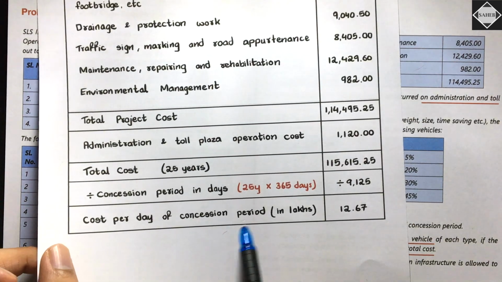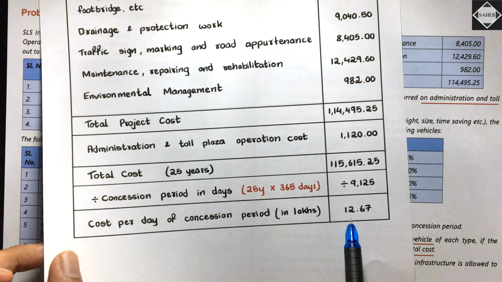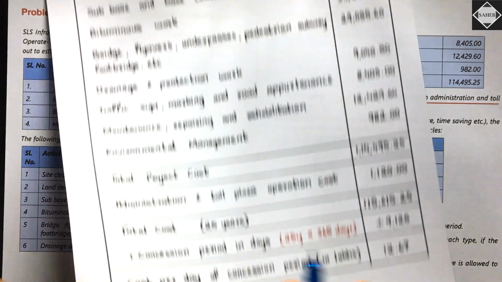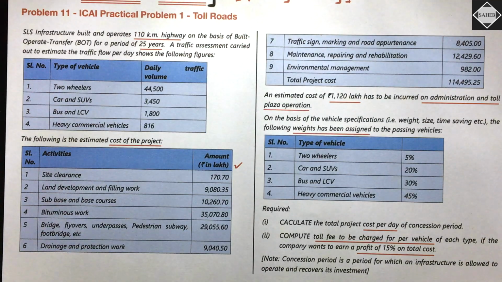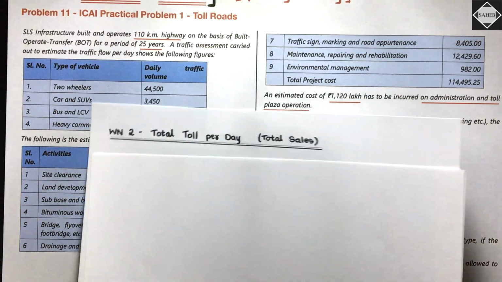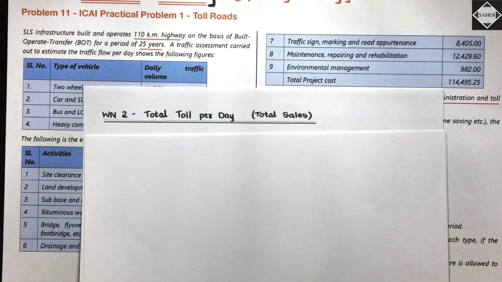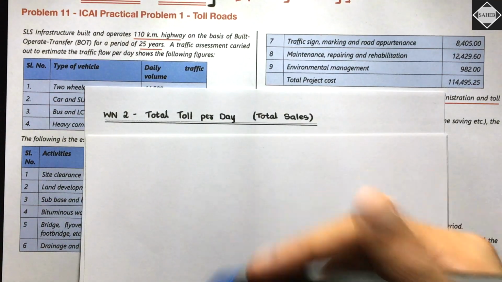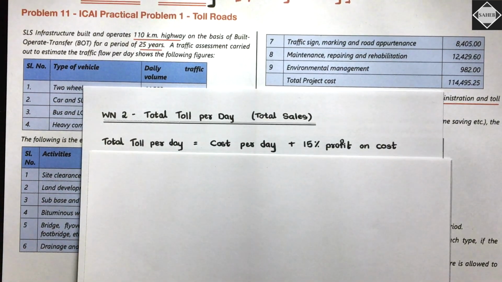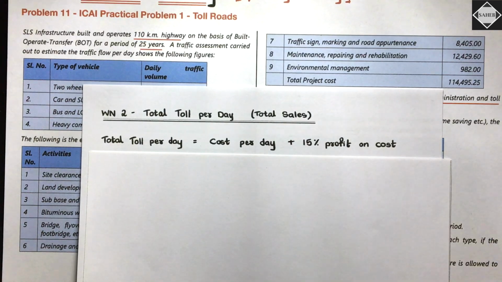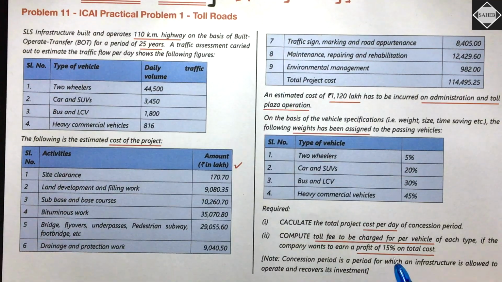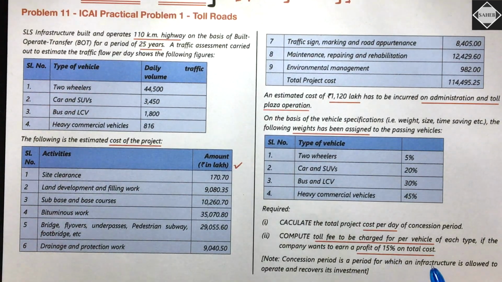See here, cost per day of concession period. How much is it? 12.67, 12,67,000. Yes, so that's the cost per day. So you can easily calculate, no? Revenue also. See here, working note number 2, total toll per day, or you can say total takings or total sales. Yeah, so cost per day plus 15% profit on cost.